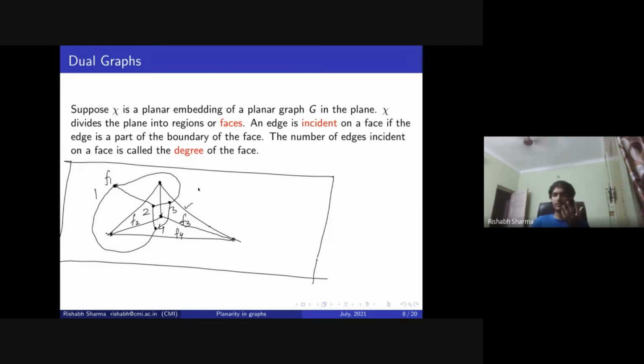So this is the construction. Once you are done with this drawing, this is called the dual of the graph. Dual of, say, K4 in this case.